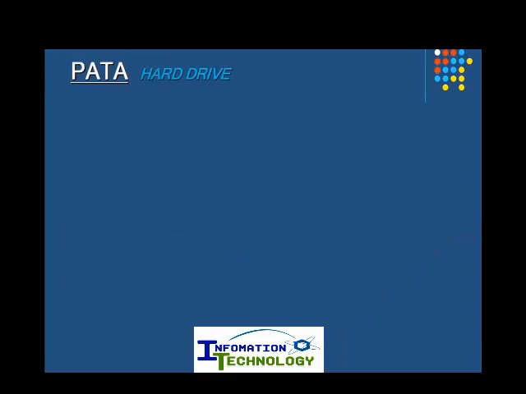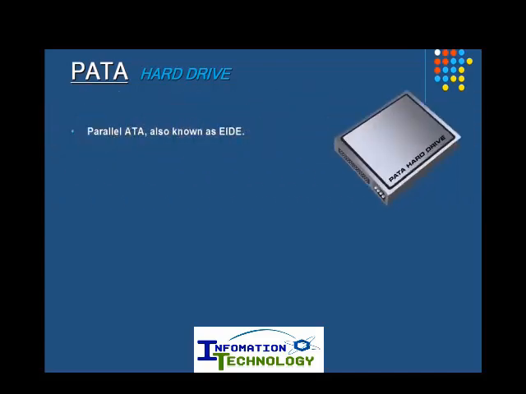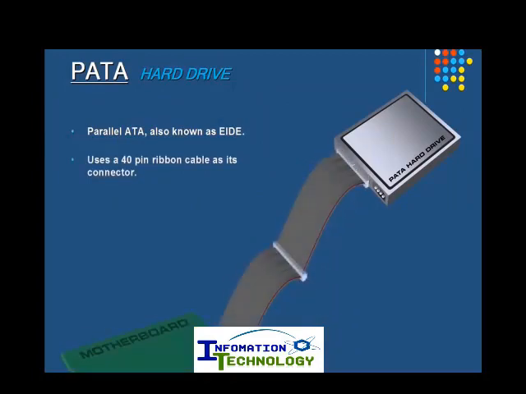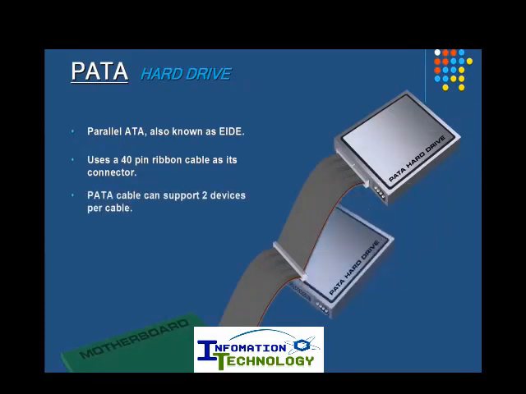There are three different types of hard drives. The first type is called parallel ATA, also known as eIDE. Now this is an older standard hard drive that uses a 40-pin ribbon cable as its connector. The cable has a connection on each end and one in the middle, which enables the cable to support two devices, such as two hard drives, two CD-ROM drives, or a combination of one of each.